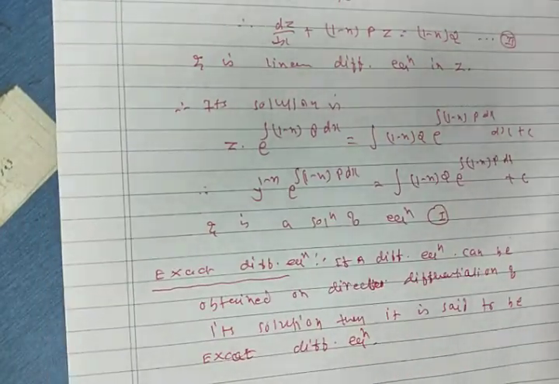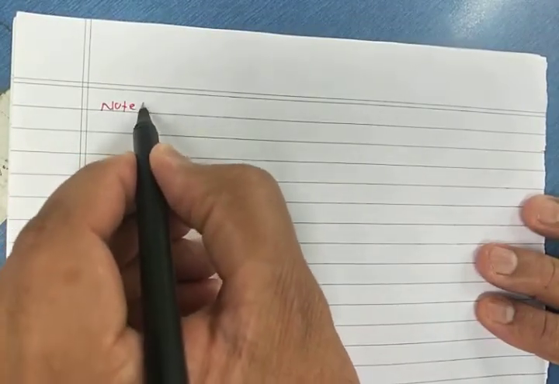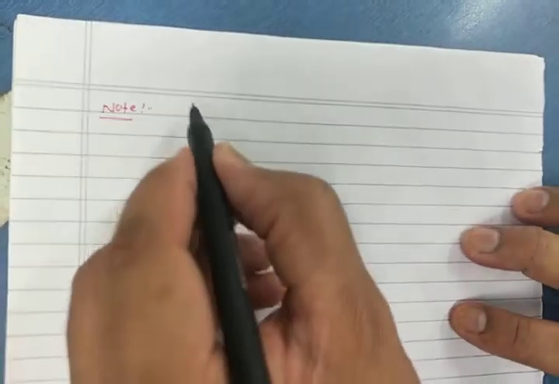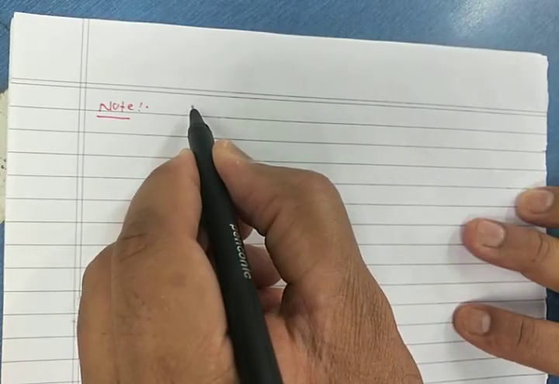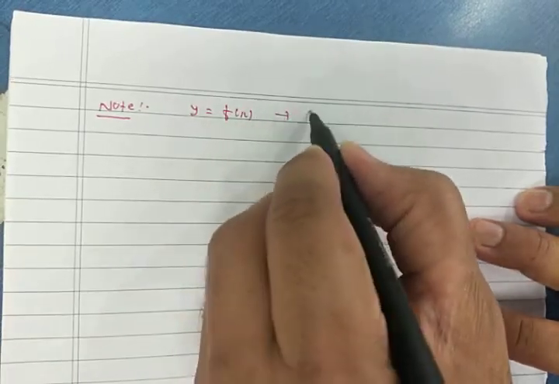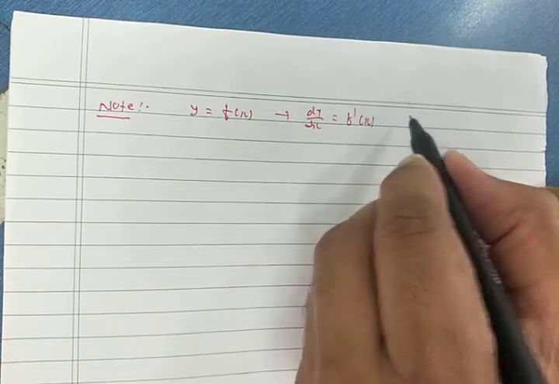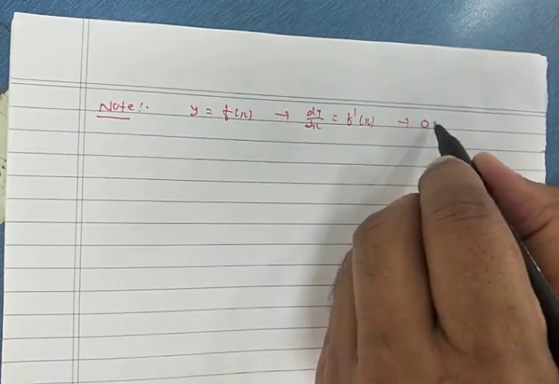Before that result we need some concept of differentiation. So I would like to put a note. See, if some function y is equal to f(x) is given, then if we take dy by dx is equal to f dash x, it is an ordinary derivative.